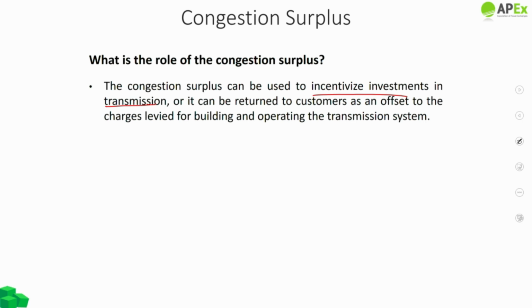Alternatively, the congestion surplus can be strategically utilized to benefit customers. This involves returning the surplus to customers as an offset to charges associated with building and operating the transmission system. Such a mechanism can contribute to mitigating costs for end users, promoting fairness in the distribution of financial impacts related to congestion. There are other ways to use this congestion surplus, which will be covered in the upcoming modules.